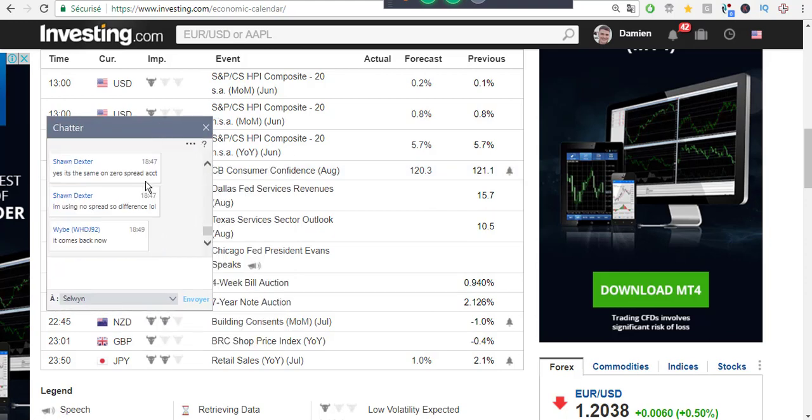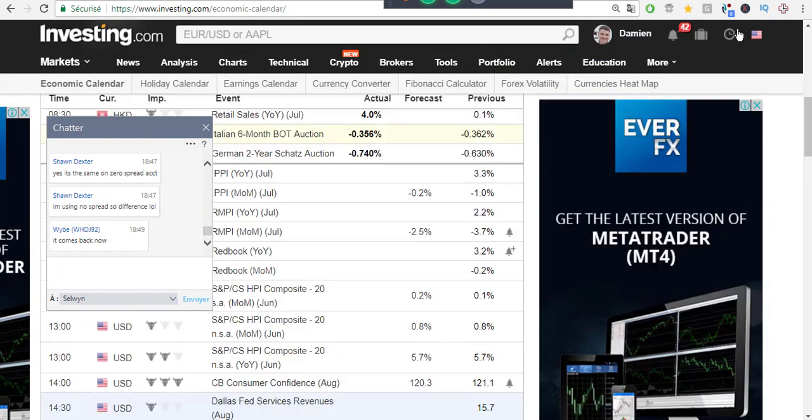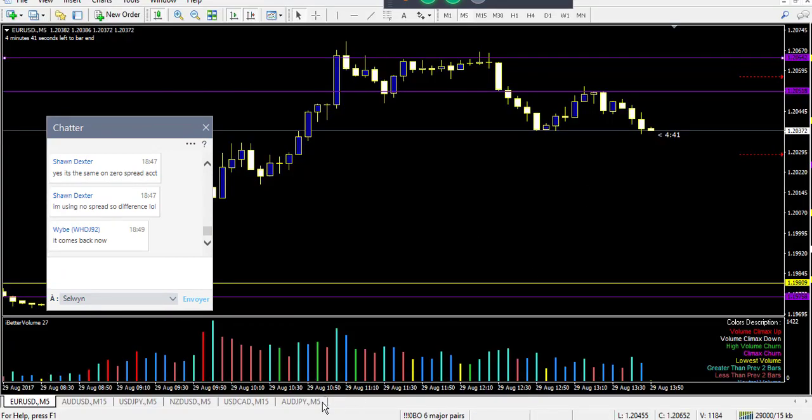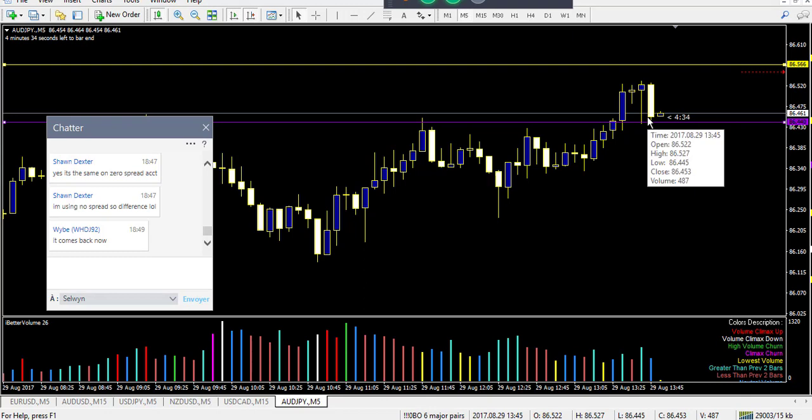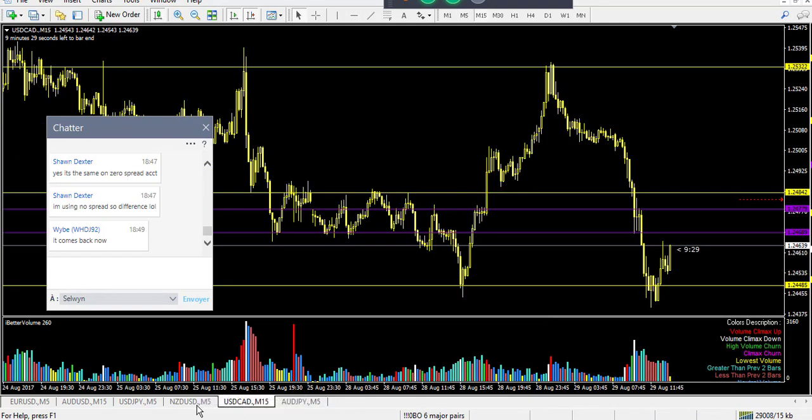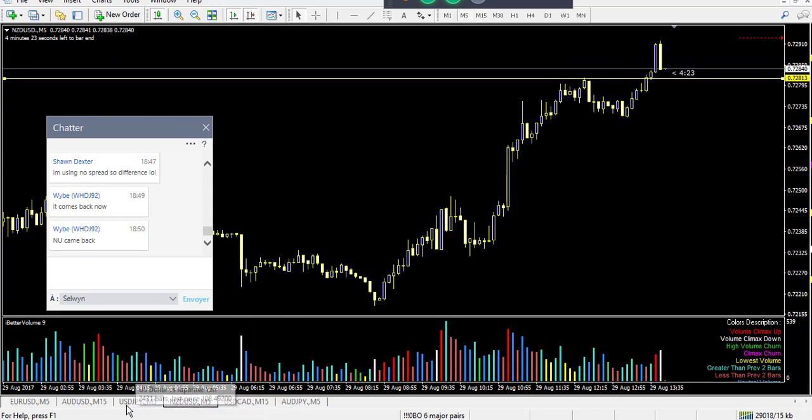Which one comes back? Yeah, it rejects again. But this white candle already touched once, so the order flow has been taken quite widely, so I will not take it. Yeah, we have a good level on USD CAD, but it's the same. It's a 15 minute trade, so I will not take it. NZD USD, yeah, okay. This will form a doji, so same.